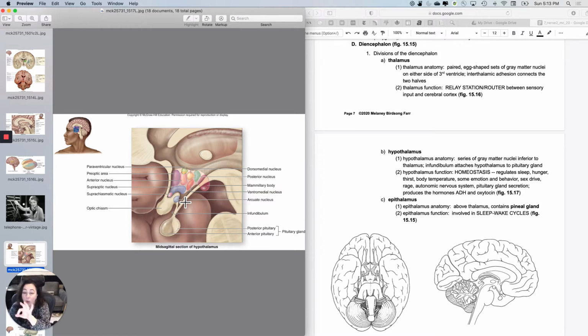It is made of a whole bunch of little individual chunks of gray matter, each of which has a separate function. You do not need to know them or even recognize that there are individual ones in there. Series of gray matter nuclei. It's inferior to the thalamus, which is what hypothalamus means. Big picture function of the hypothalamus, homeostasis. It is so important for such an anatomically unimpressive little chunk.